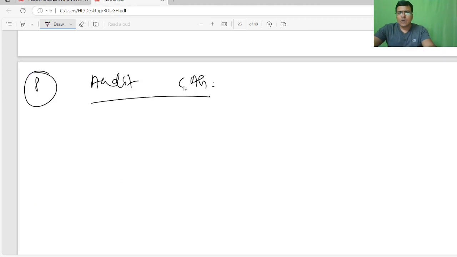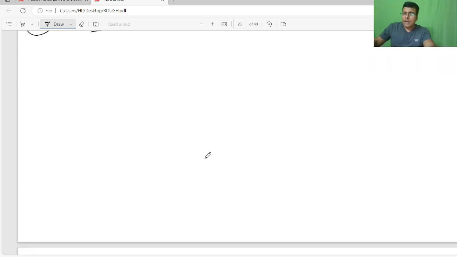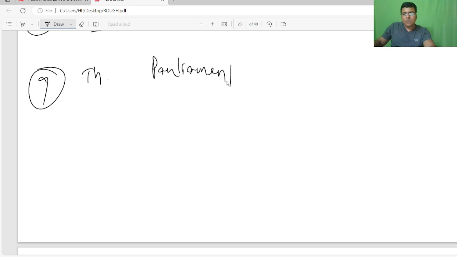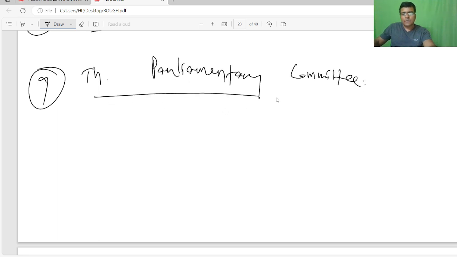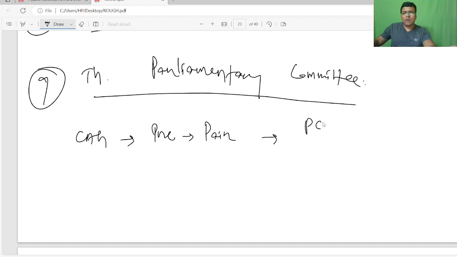Okay, so this is how CAG's audit helps legislators make administration accountable through parliamentary committees. So about these parliamentary committees: CAG gives the audit report to the President, the President presents it before Parliament, and the PAC, the Estimates Committee and the CPU are parliamentary committees. They make administration accountable. They study the audit report.